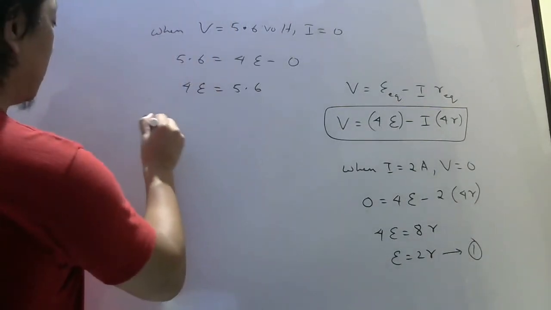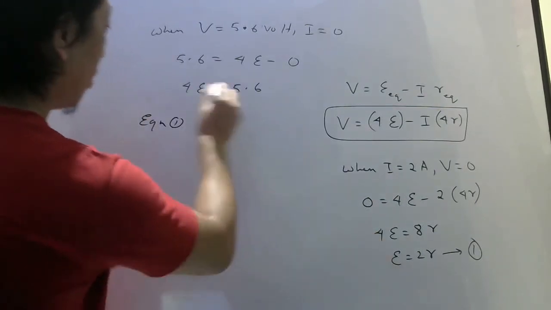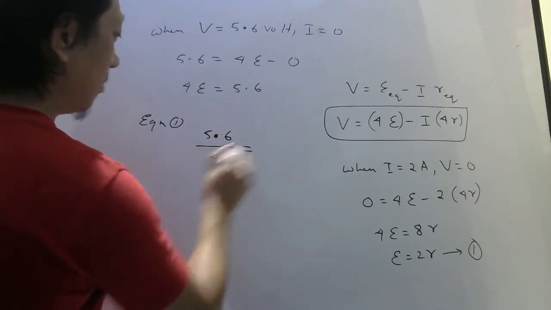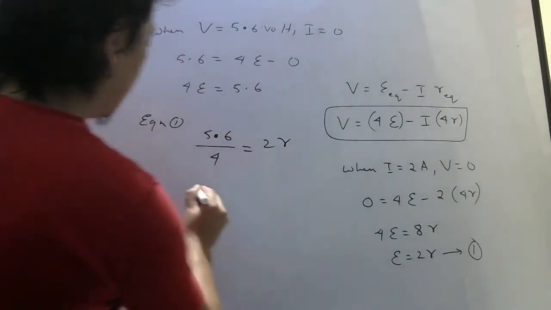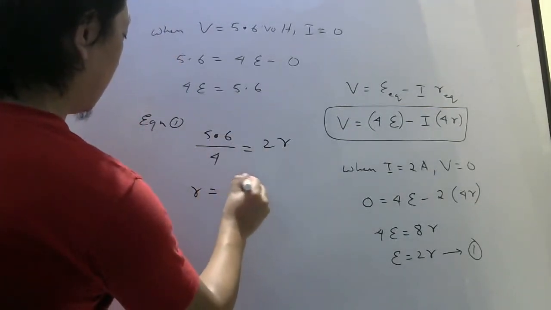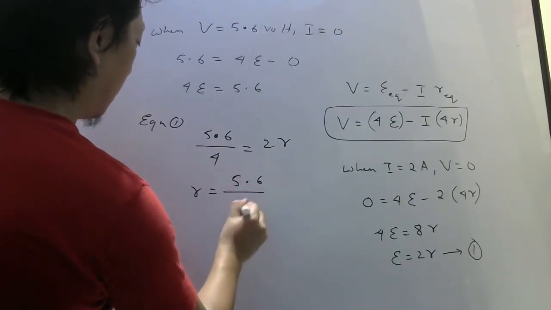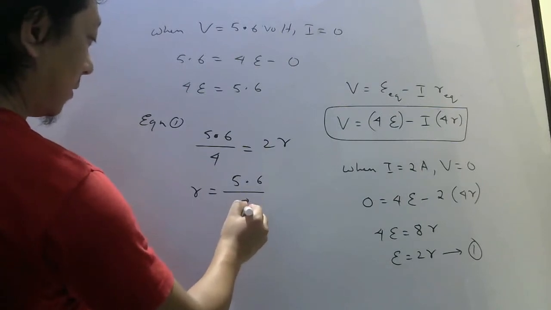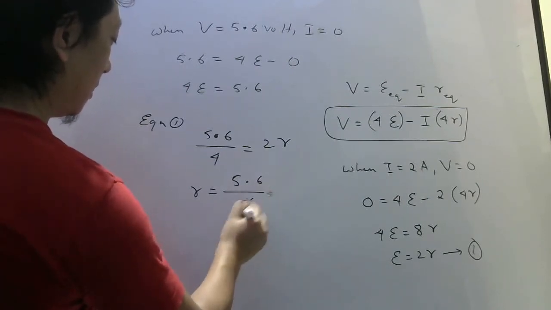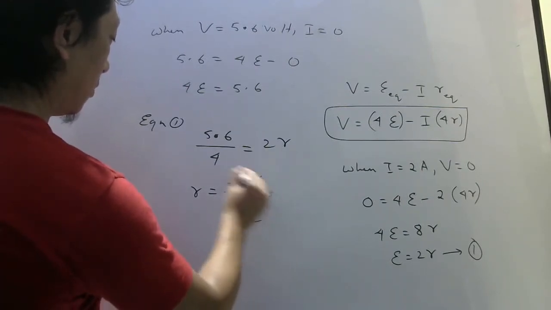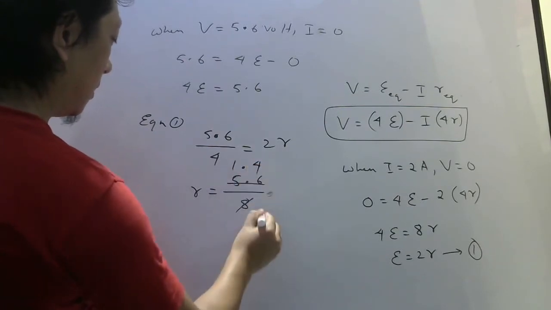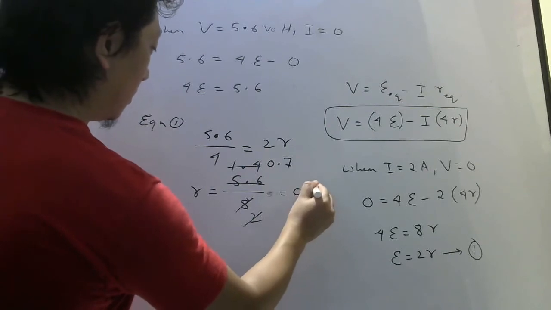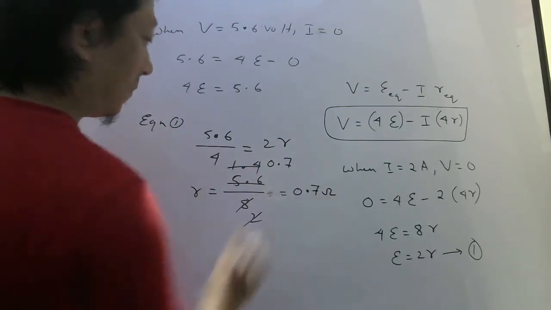So from equation 1, E will be how much from here? 5.6 divided by 4 equals 2R. So R will be 5.6 divided by 8, right? So this will be, 4 2s are 8, 4 1s are 4, 4 4s are 16, 2 7s are 14, right? 0.7. So internal resistance is 0.7 ohm.